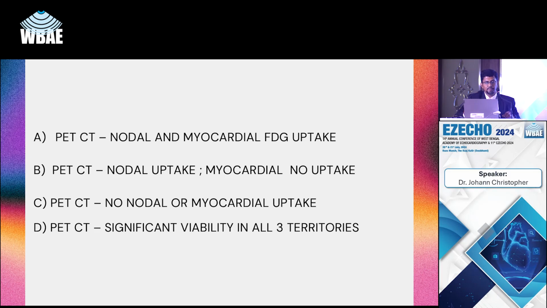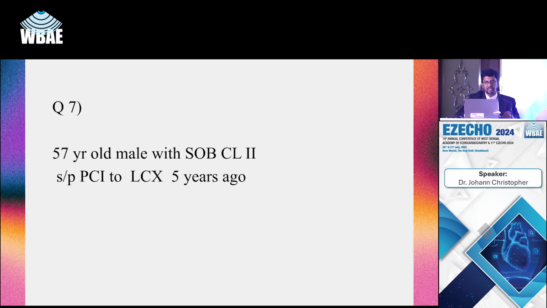Now the questions. PET-CT, as I said, there is nodal and myocardial FDG uptake. Answer number 2 is there is nodal uptake but no myocardial uptake. And the third choice is there is neither nodal nor myocardial uptake. And the last choice is there is significant viability in all the 3 coronary territories after giving FDG. Left image is that of the mediastinum and the right image is that of the myocardium. The red arrows are there to help you.